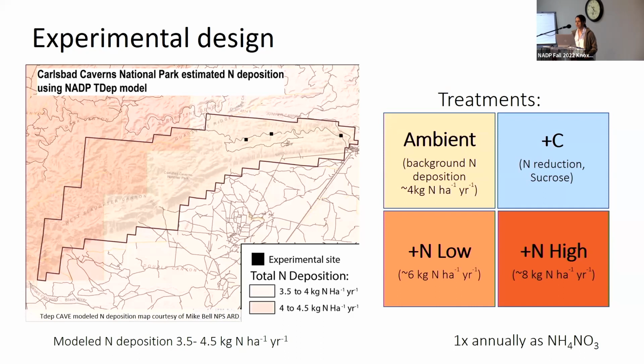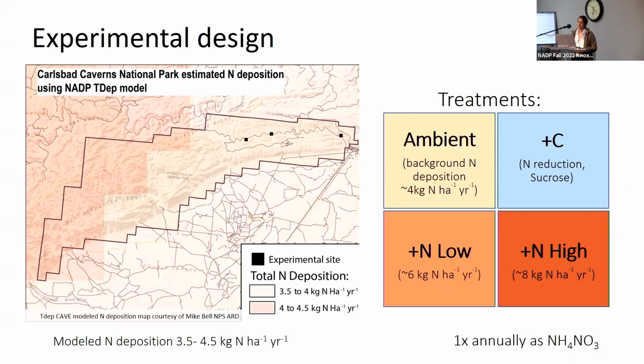The first was ambient, so we applied nothing. It's assuming background deposition. And then we had a nitrogen reduction treatment where we added a labile carbon source that would induce nitrogen immobilization by microbes. So basically they take up the nitrogen into their bodies and it's no longer available to the plants. And that's to assess if this ecosystem was already nitrogen saturated.